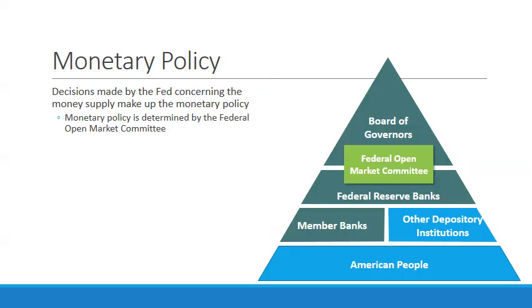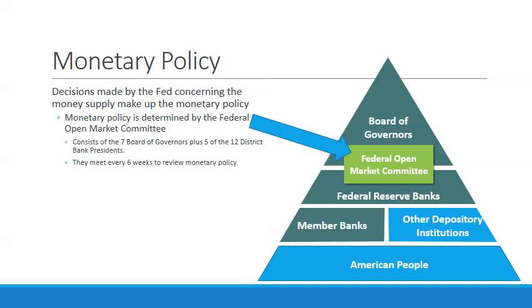The Federal Open Market Committee consists of 7 Board of Governors plus 5 of the 12 district bank presidents. That committee will use different methods in order to increase and decrease the amount of money in supply. One of the primary methods is the ability to increase and decrease the interest rates with which banks borrow money.